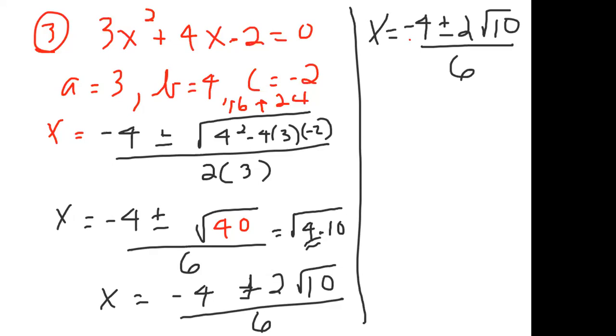So I'm going to divide the 4 by 2. That's going to leave me with 2. Divide the 2 by 2. That's going to leave me with 1. And if I simplify the 6 by dividing it by 2, that leaves me with 3. So pretty much this problem simplifies to -2 plus or minus the square root of 10 over 3.